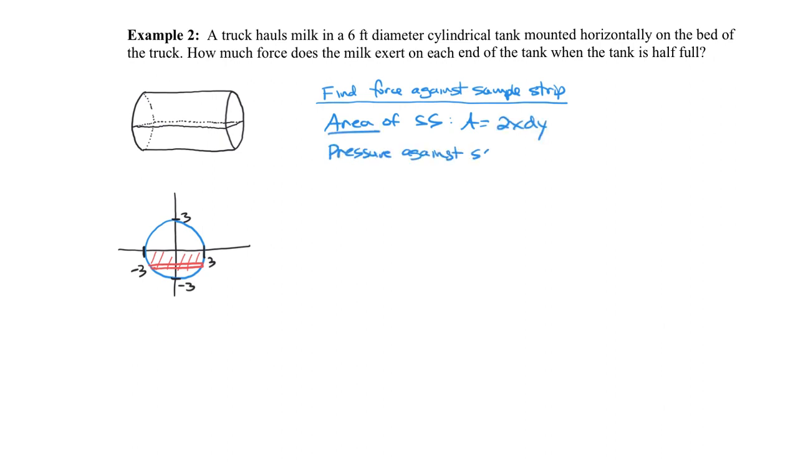So then to find the pressure against this sample strip, well, pressure equals weight density times depth. This is a formula we use again. We use quite a bit. So, okay, weight density. Well, this is milk. So if you look on the first page of the handout, the weight density of milk is 64.5 pounds per cubic foot.